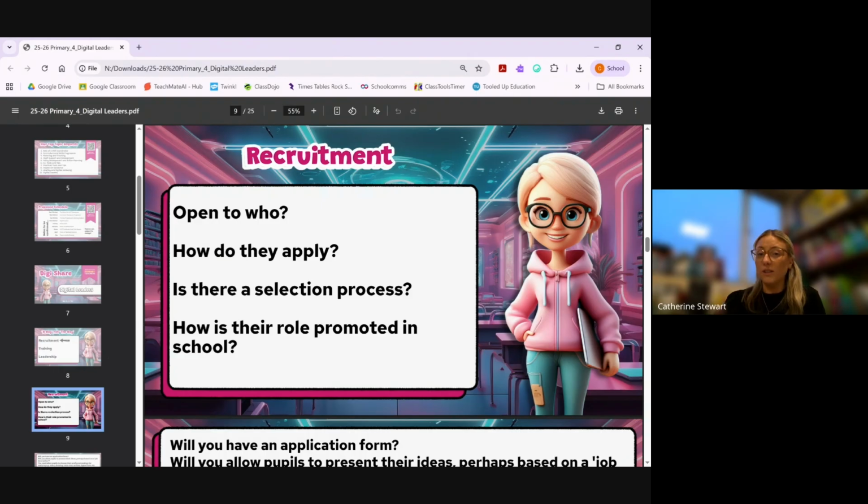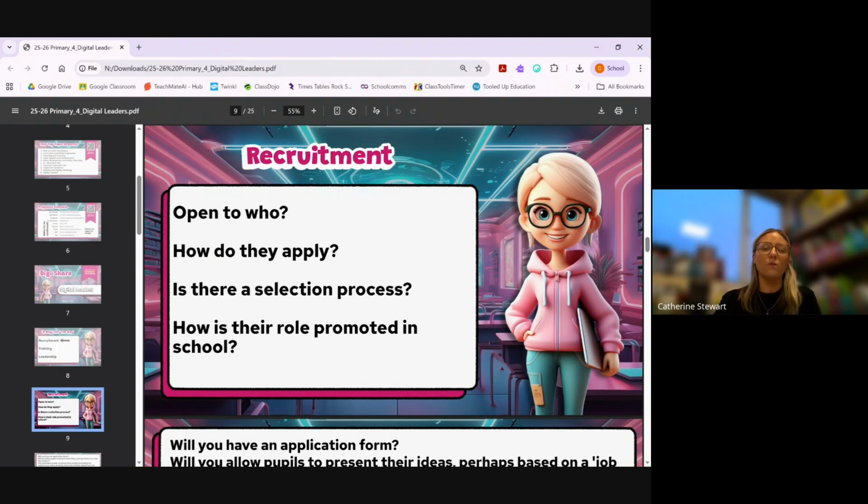Then if you've got so many applications that you need to have a bit of a selection process, you might want to bring them all in and have a chat together. You might want to give them a task, see how they get on with it, see how they might teach others how to do something, because that's really part of the role of digital leaders. You're thinking about how they're going to go into maybe P2 and help out.